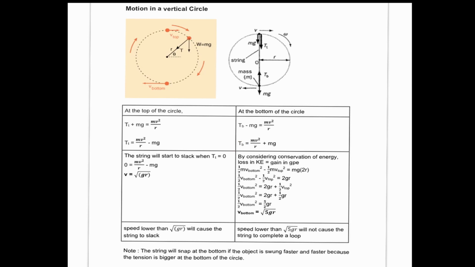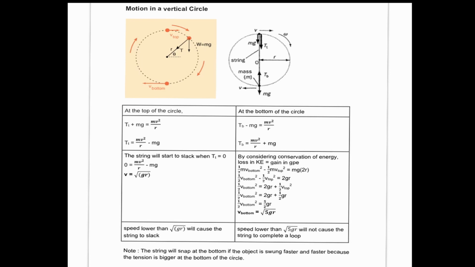So if you swing it too fast, the tension is too high, the string will snap. And where will the string snap first? At the bottom, because that's where the tension is the biggest. However, the tension will be the smallest at the top here, because it is minus mg.